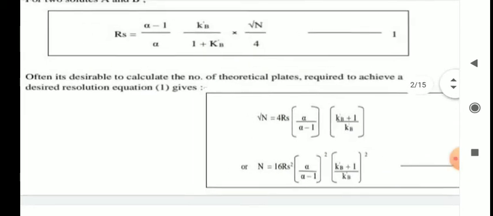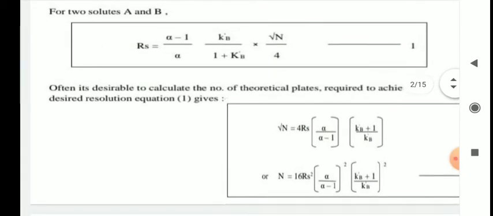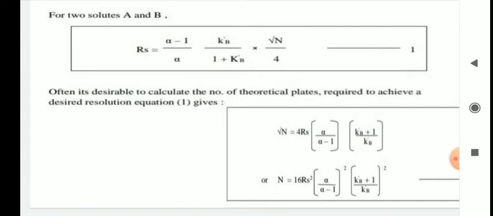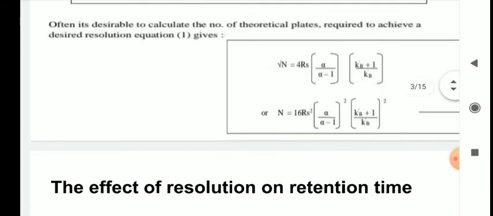So these two formulas can give you the plate number of a column as well as the resolution of the column. If you want resolution, then you should know what is the plate number. If you want the plate number, you should know what is the resolution. And the resolution is calculated in terms of the selectivity factor, retention factor, and plate number. Plate numbers are calculated in terms of resolution, selectivity factor, and retention factor.